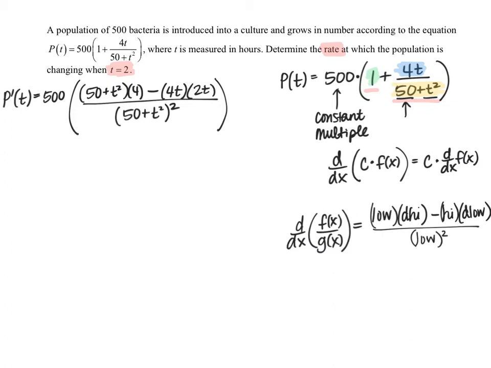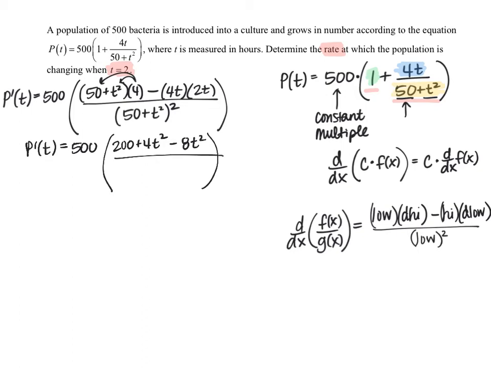So now at this point, you have two options. We need the rate of change at 2 hours. So you could go ahead and substitute in 2 right now if you wanted to. Or if you want to do some simplifying, clean this up a little bit, you could also do that. So it's really up to you. I am going to opt to clean it up a little bit. So I'm basically just going to distribute. So 50 times 4 is 200, plus 4t squared minus 8t squared, all divided by that quantity 50 plus t squared, the quantity squared.